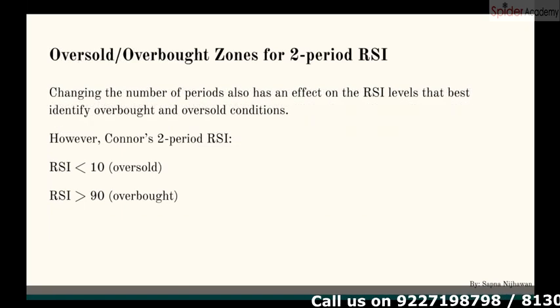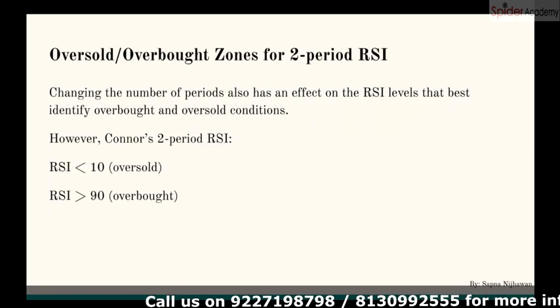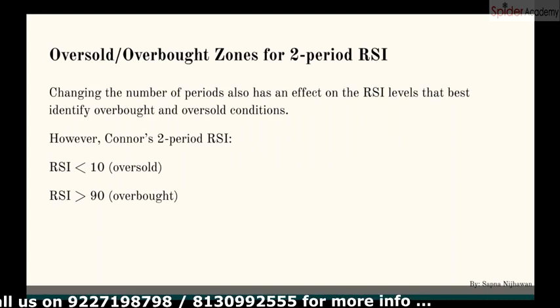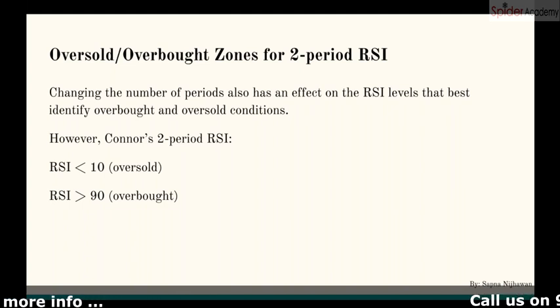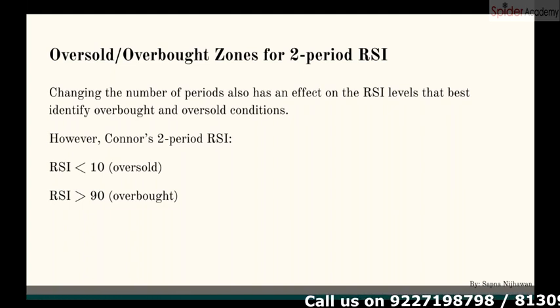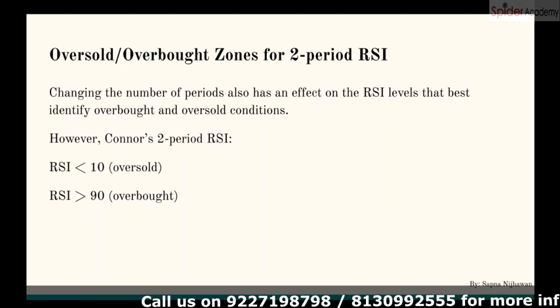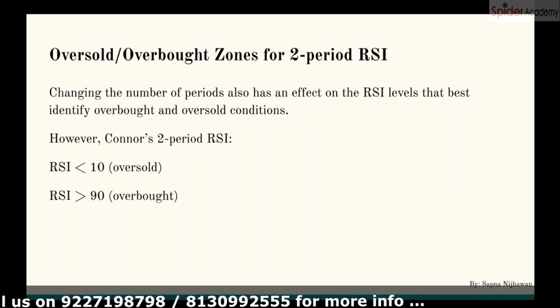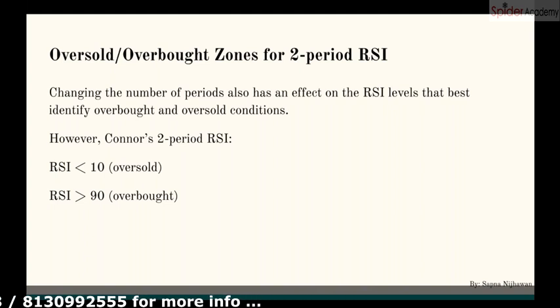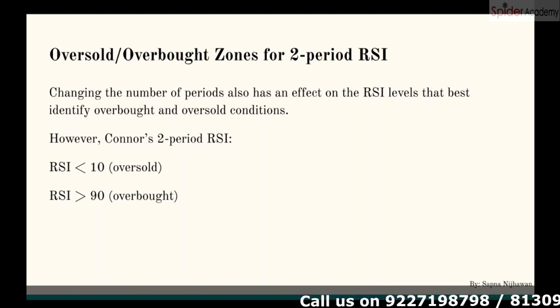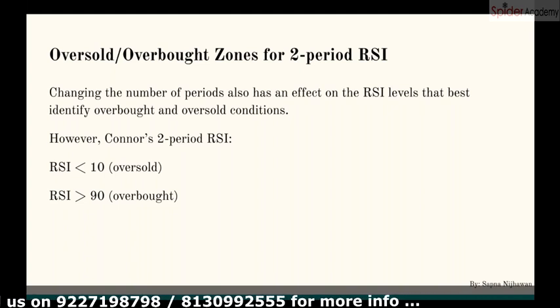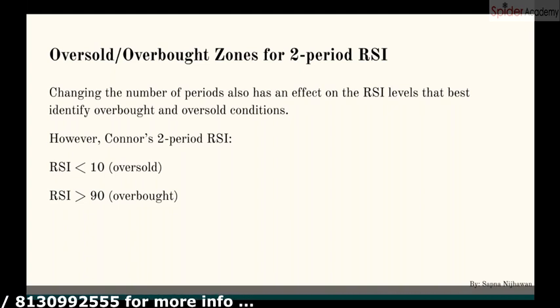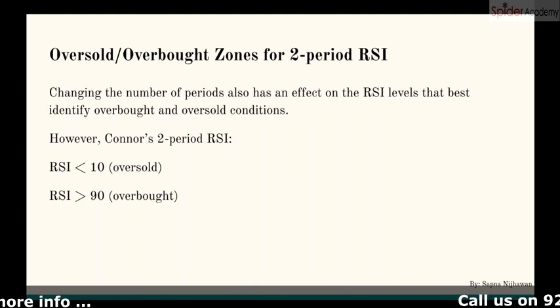So what are oversold and overbought for the 2-period RSI? For 14, we know it is 70 and 30, but here it changes, because changing the number of periods also has an effect on the RSI levels that best identify overbought and oversold conditions. However, for Connors' 2-period RSI, oversold is below 10 and overbought is above 90. I will take you through how we actually trade this, but you have to remember that if you're going to use the 2-period RSI, 90 and 10 are the levels.